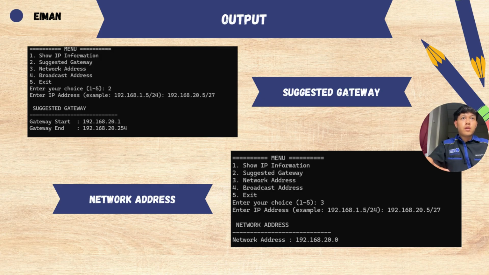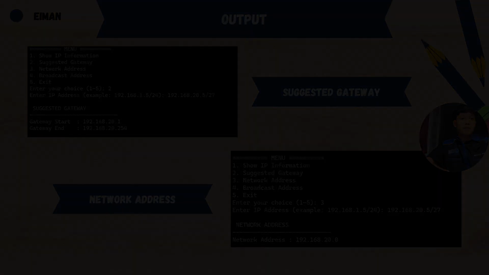Next, if the user selects option 3, network address, the program again asks for the IP address input, and the same IP is entered. This time the program calculates the network address, which is 192.168.20.0. This is the base address of the subnet. It's not usable by hosts but is important for routing and identifying the subnet block. Now we move on to the next.